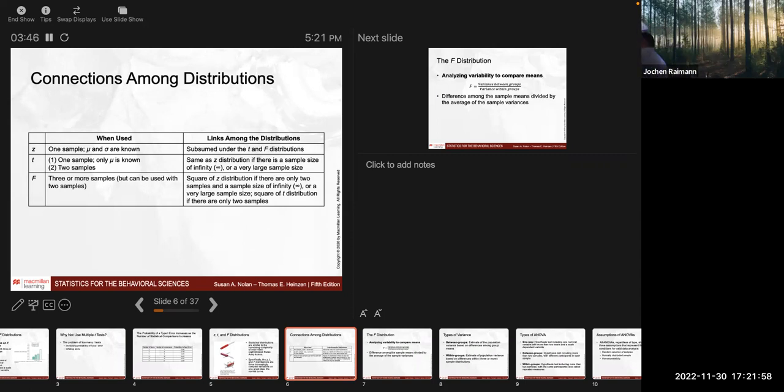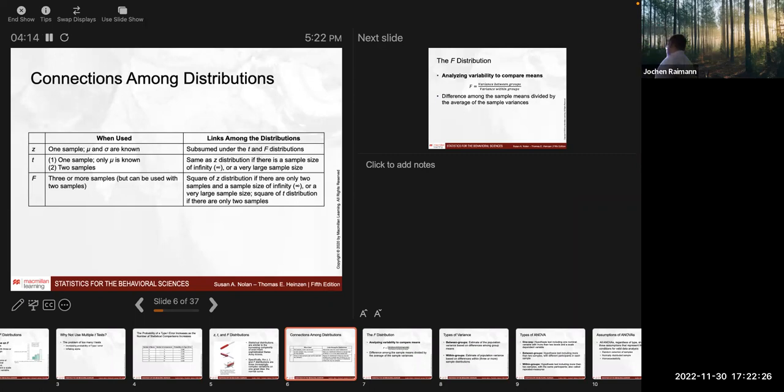Once again, this is the bird's eye view. This table conveys the bird's eye view. We have one sample where mu and sigma are known. You will use a Z distribution. With one sample where only the mean, mu, is known, you will utilize a t distribution.